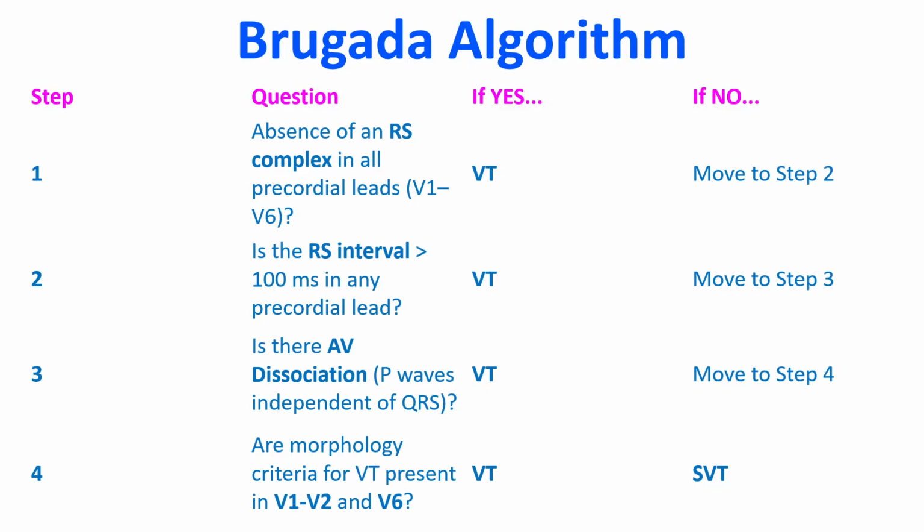Look for rabbit ears in V1, where the left ear R is taller than the right ear, that is R prime, or a QS complex in V6. Those are the morphology criteria you look for VT in V1, V2 and V6.